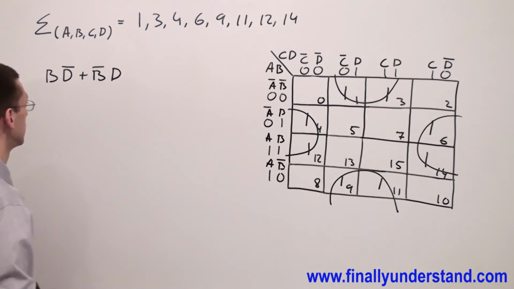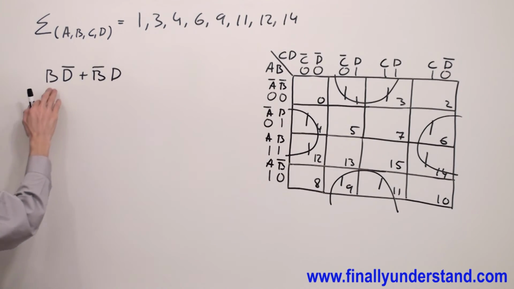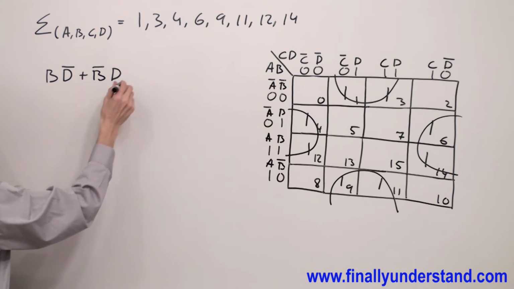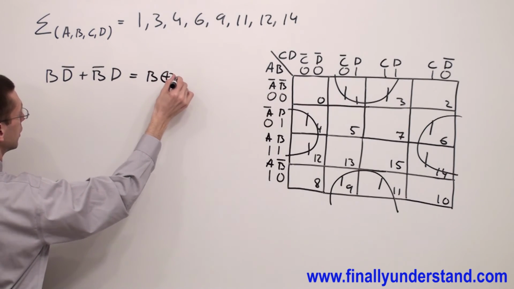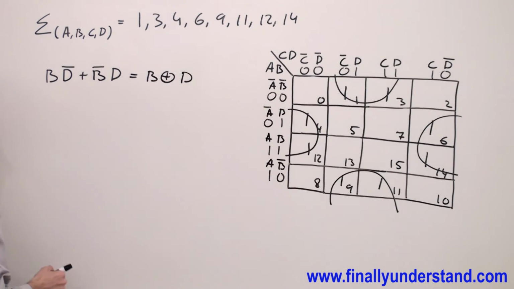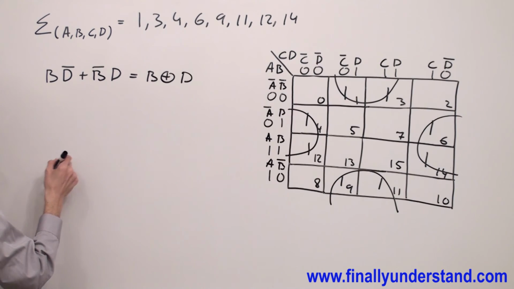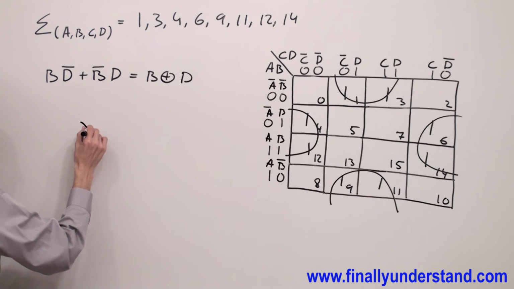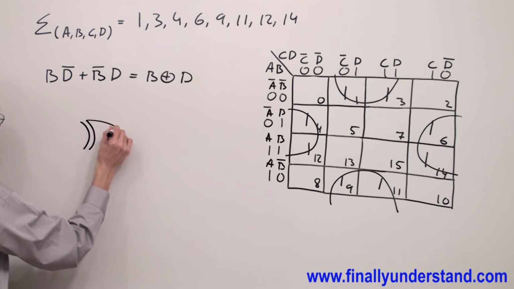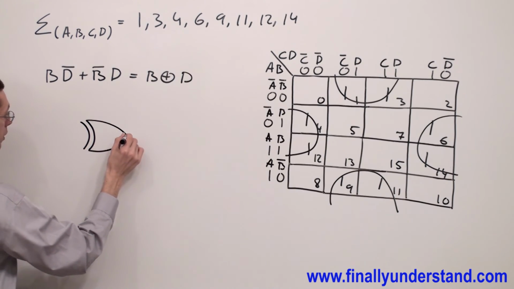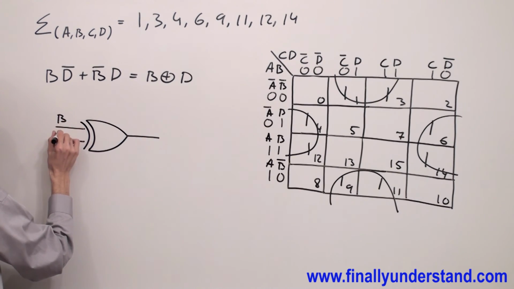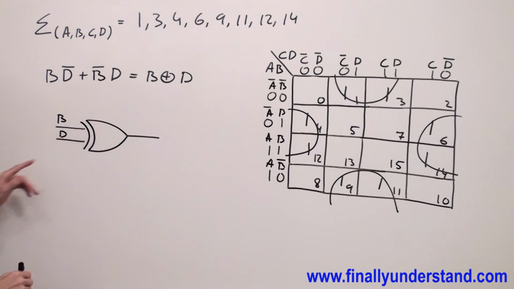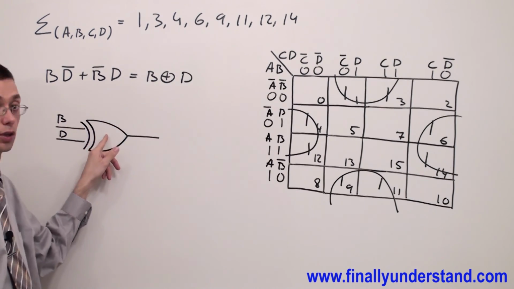Now let's take a look at this expression. This is exclusive OR. So if you want to implement this function, this is just an exclusive OR gate with inputs B, D. These are the solutions to my problem.